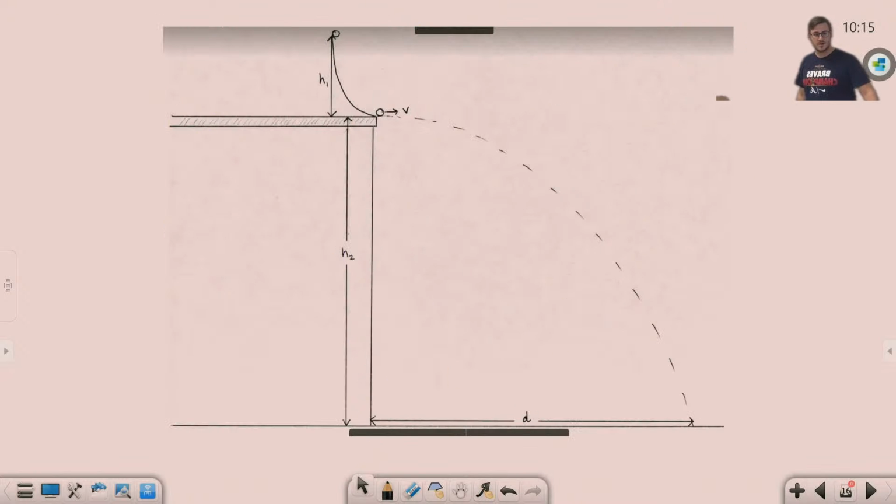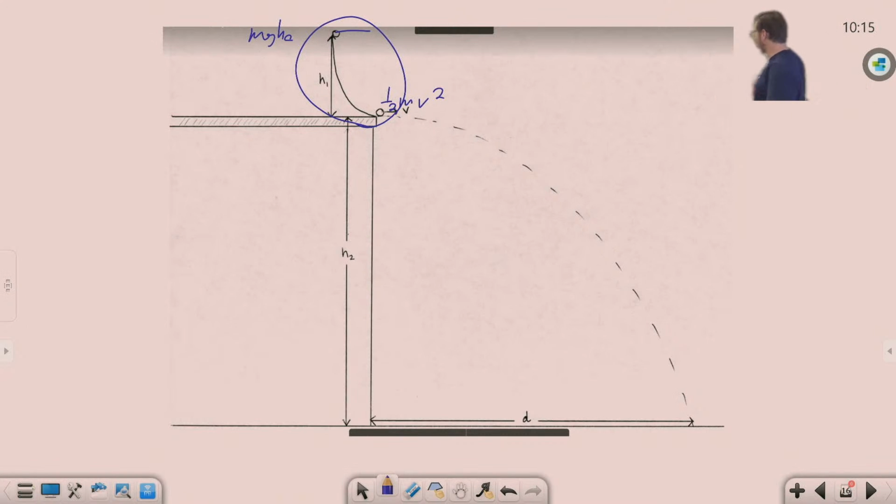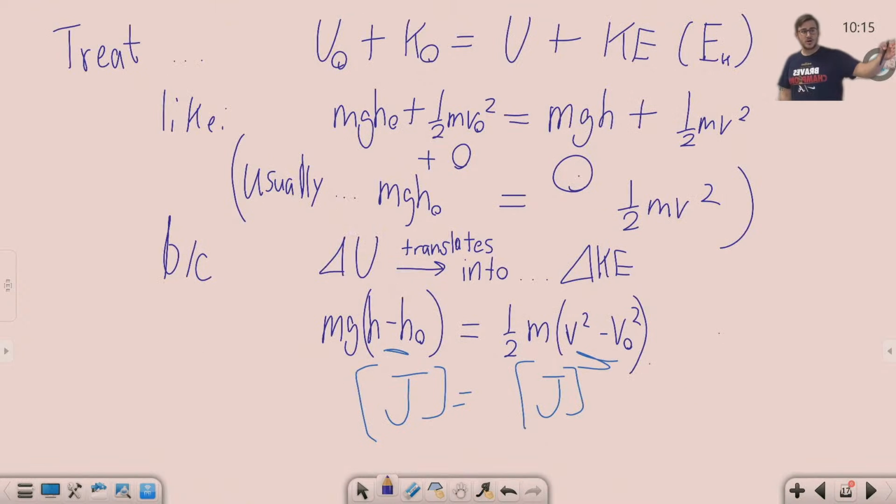So this was our lab. We had the launcher lab, and most of the data we were working on came from how it existed up here near the top. We talked about mgh in this first segment, how it went from mgh up here and converted all into 1/2 mv squared down here, so from potential into kinetic. We treated the situation as if potential and kinetic at the beginning equal potential and kinetic at the end of the ramp before it actually launched.